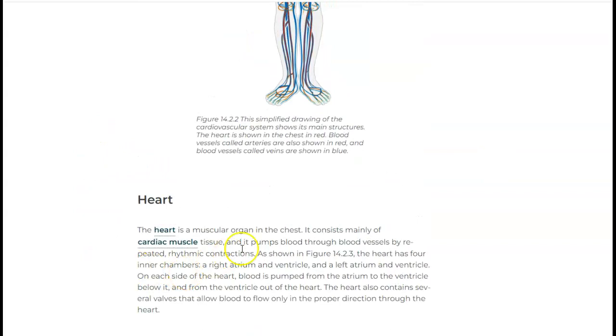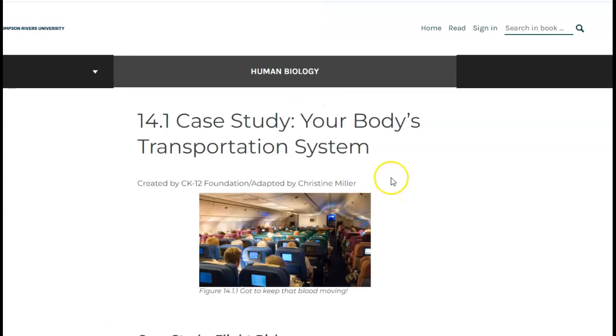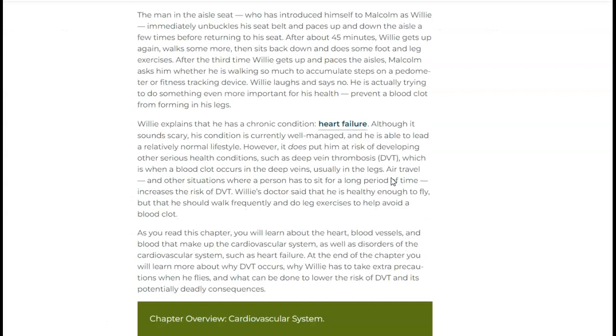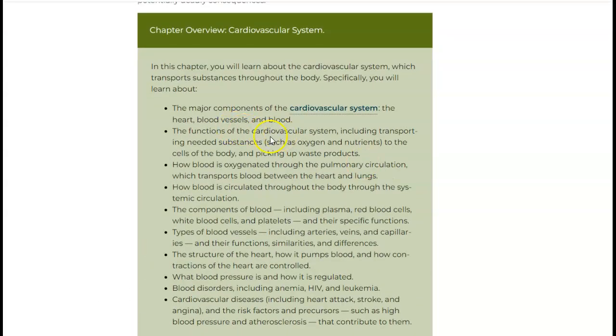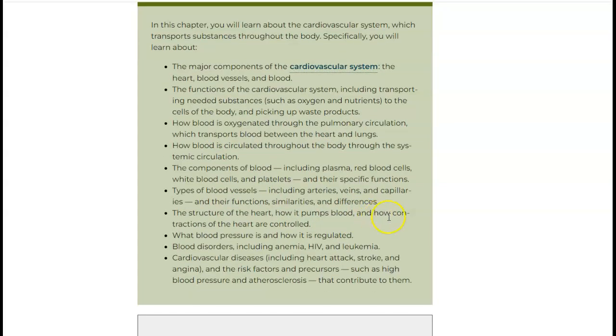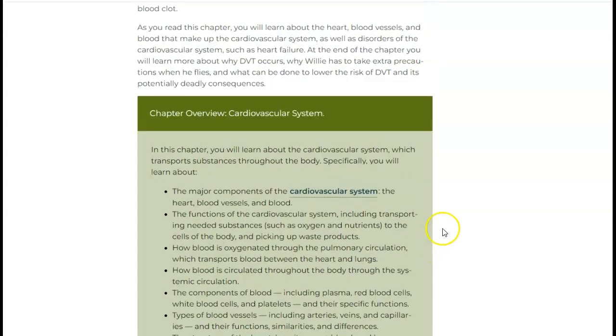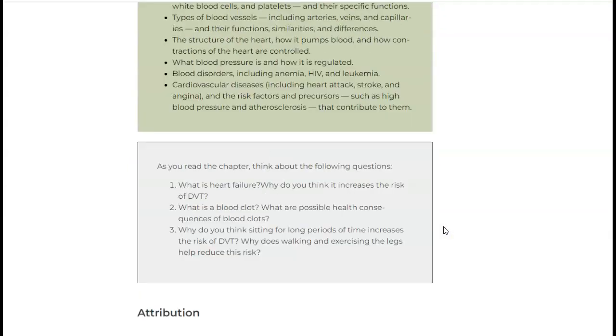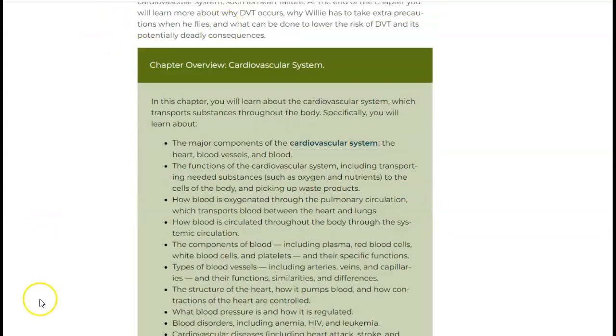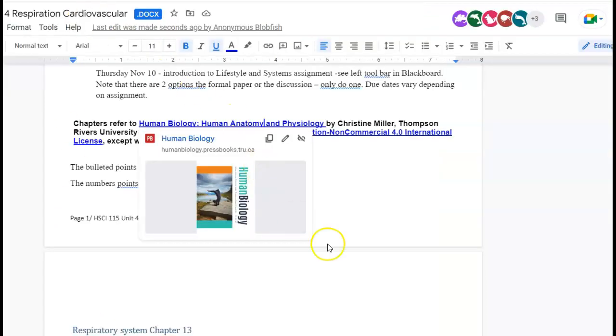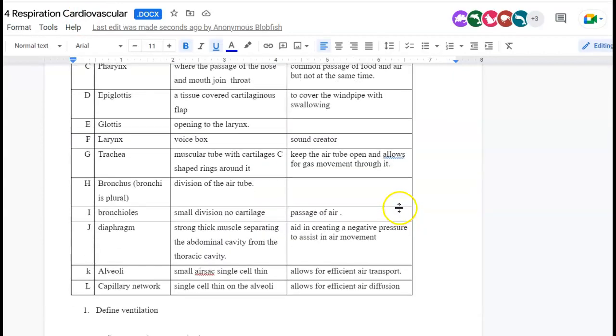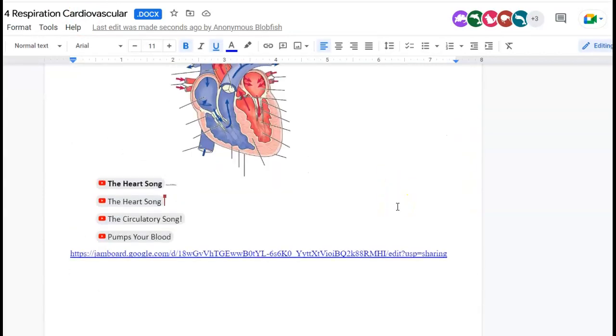The function of the cardiovascular system includes transport, picking up waste, components of the blood. We're going to talk about that. All the important stuff will come up later. It's not being organized today. Okay, let's just go with the notes and then we can follow along.